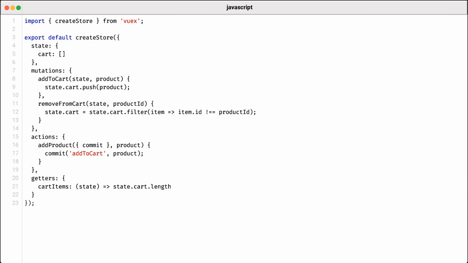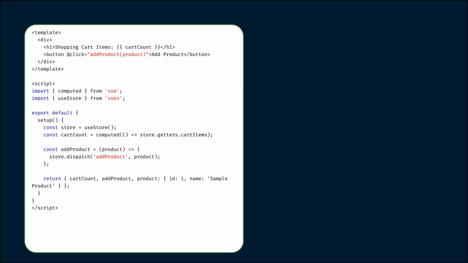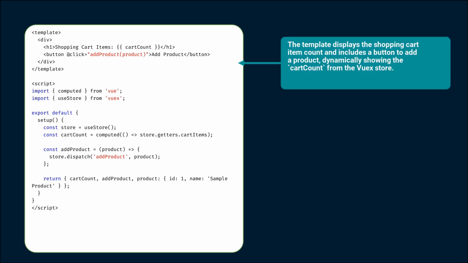Finally, in the getter section, we get a nice, convenient way to access computed values from our state. For instance, we can retrieve the total number of items in the cart, which is super handy. This structure supports organized and efficient state management, allowing us to integrate it seamlessly with our Vue components. Now let's see how we can implement a cart component that interacts with our Vuex store using the Composition API.